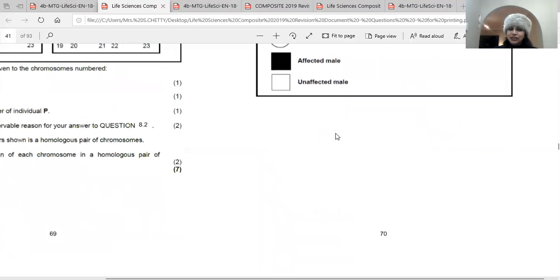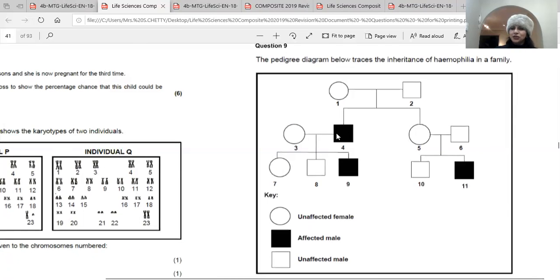So that is how you could work out the genotypes of the parents based on the genotype of the child. Go ahead and do this question from your white book. And when I see you, we'll be looking at the answers to this question number 9. God bless you, and that is the end to sex-linked inheritance. Please practice, practice, practice, as practice makes perfect.